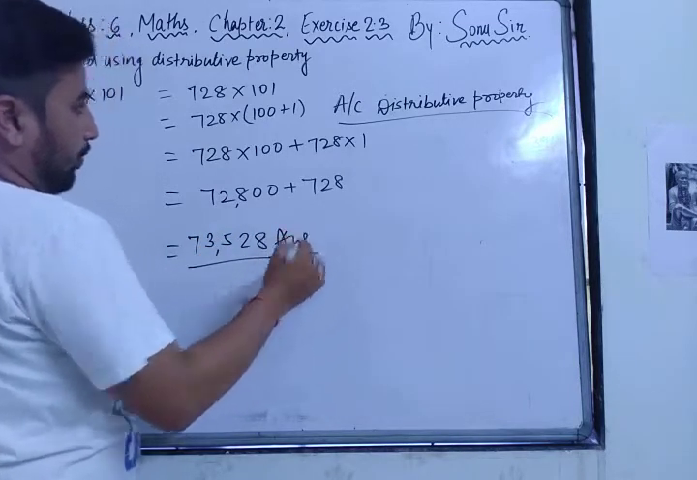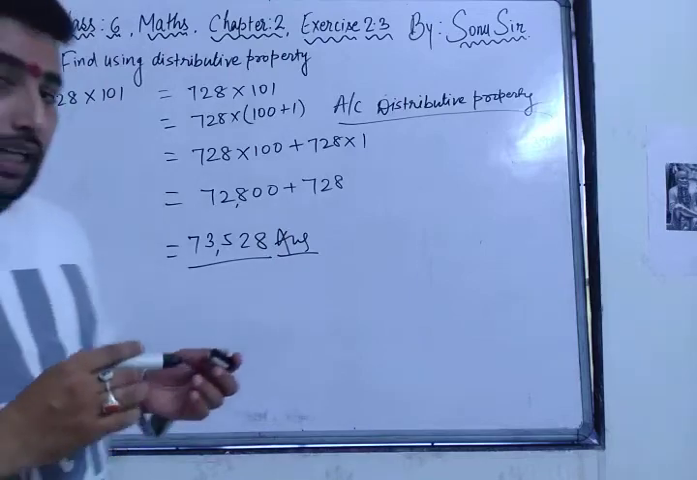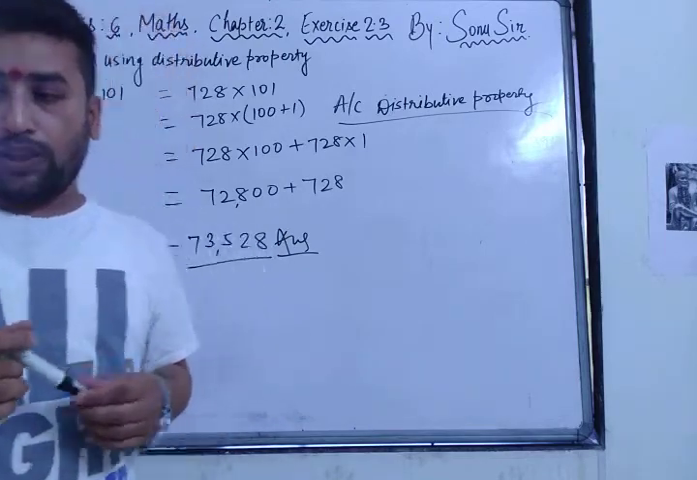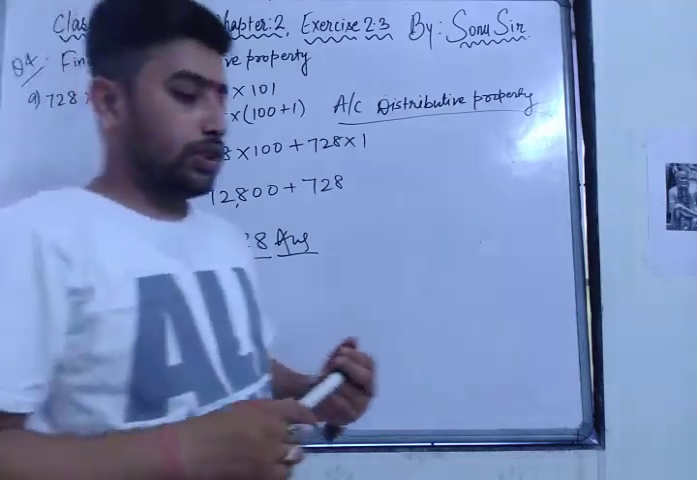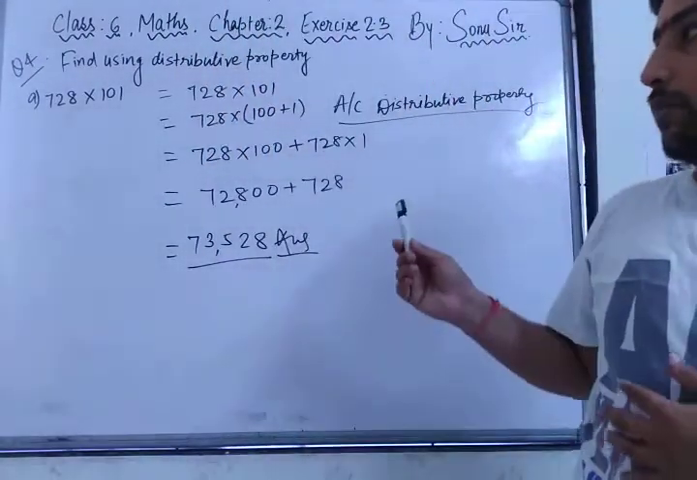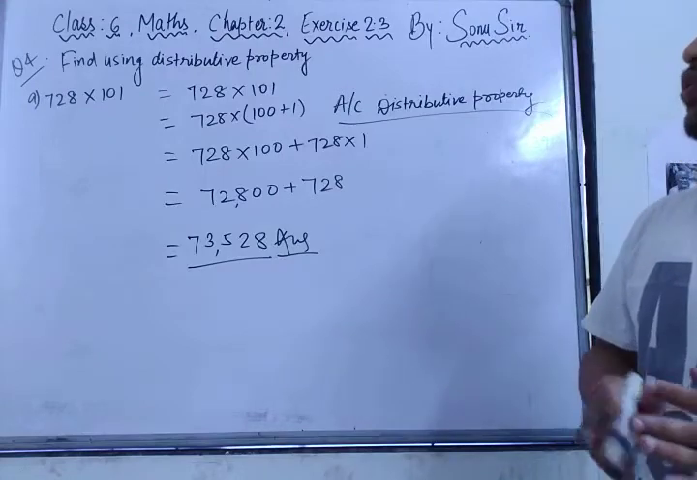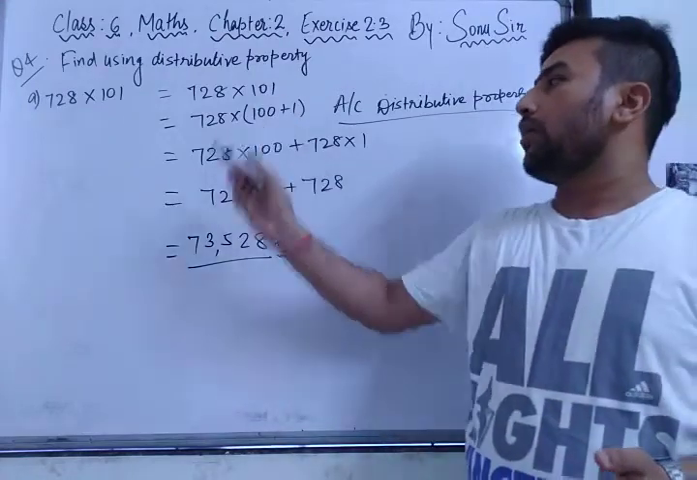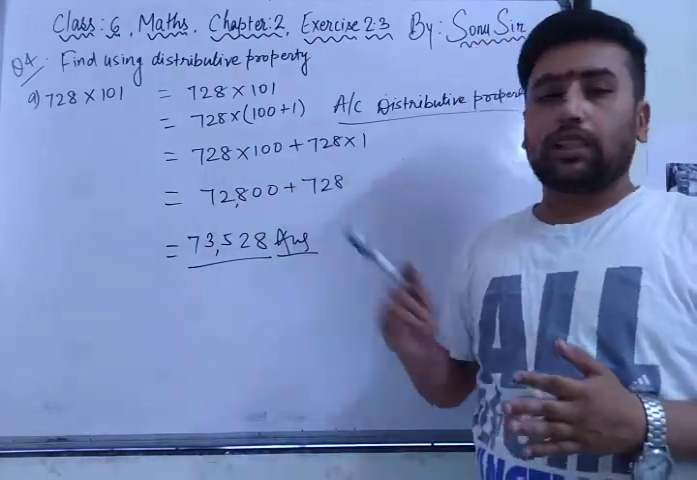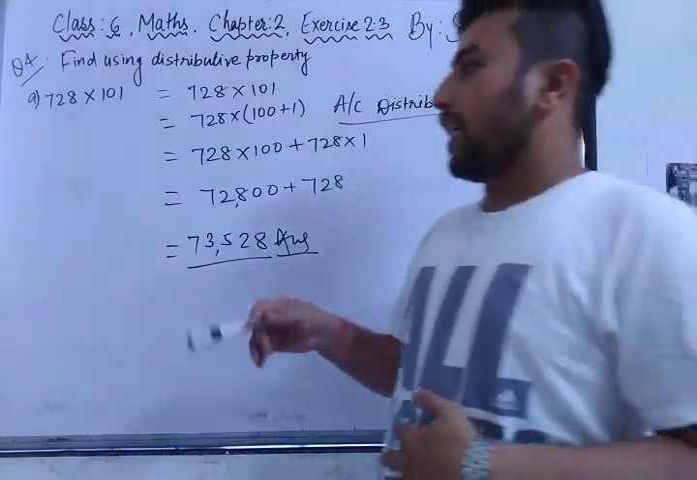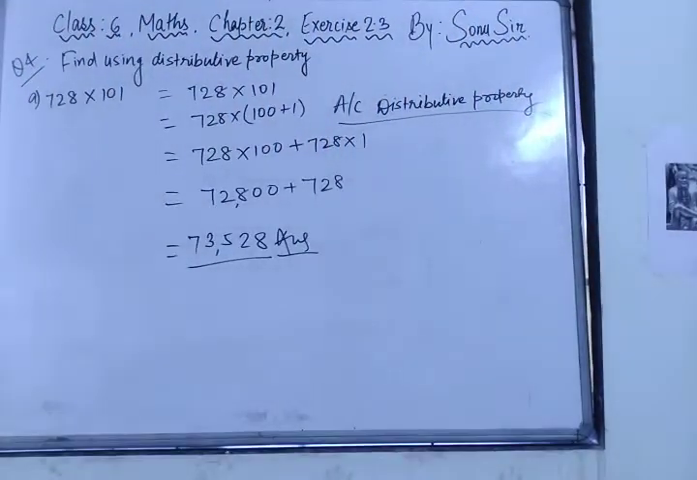The answer is 73,528. In the previous video also I solved this question and I gave you 3 questions in homework. So now we will solve all 3 questions. I hope all of you are understanding this concept, distributive property. What you have to do is just distribute the number for your round figure products. Got it? So you can write this answer and after that we'll go towards question number B.